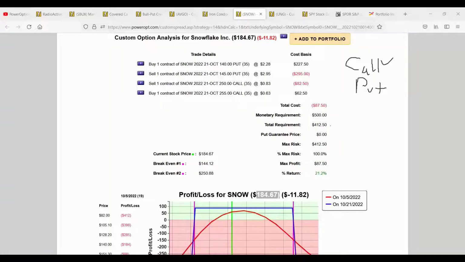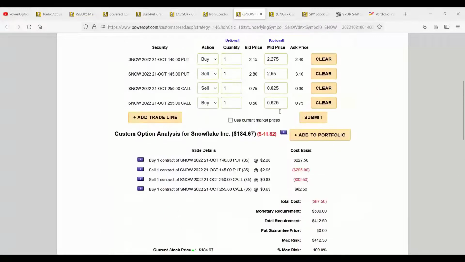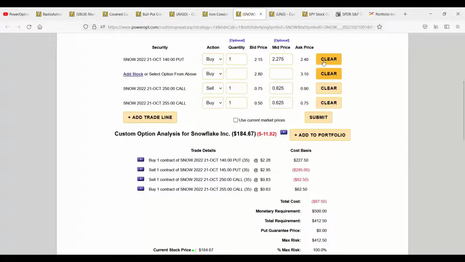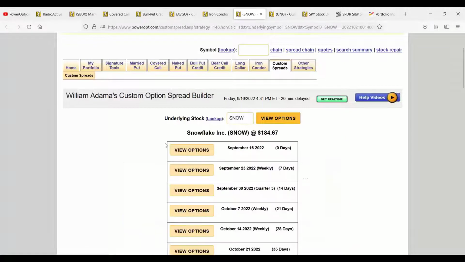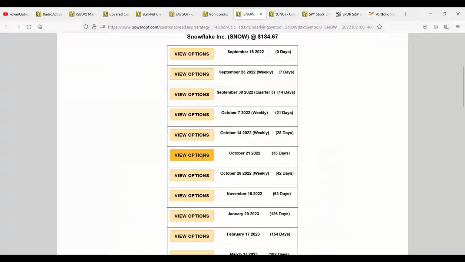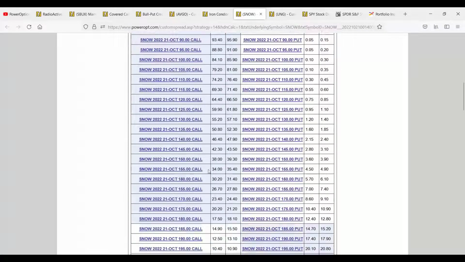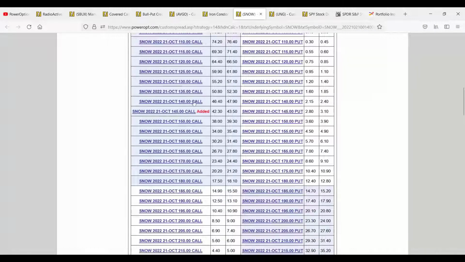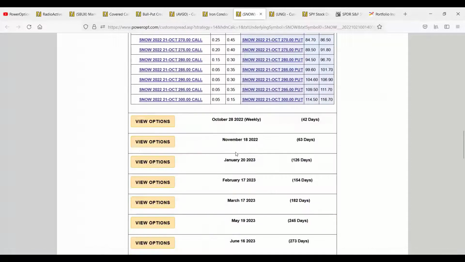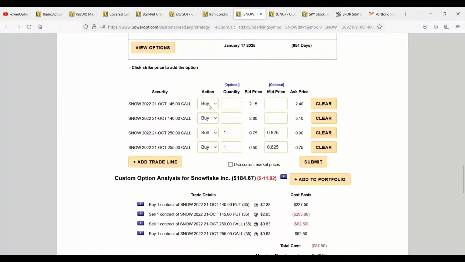What's the parity to the bull put? It's a bull call. So what do I do here? There we go. I'm going to take out the puts, my 145, 140. Go to October 21st. And we're going to do the 145, 140. Sell the 145, buy the 140.